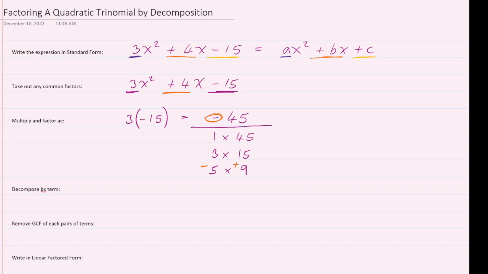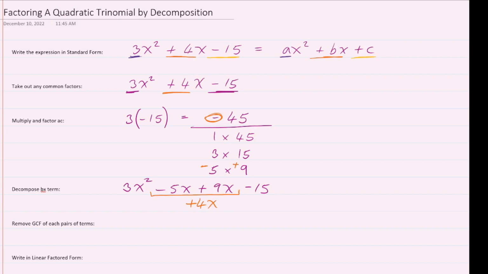So let's write out our expression again with the bx term decomposed into these two terms: 3x squared minus 5x plus 9x, subtract 15. And that's exactly the same as what we had before, because the minus 5x and the plus 9x give us positive 4x there.